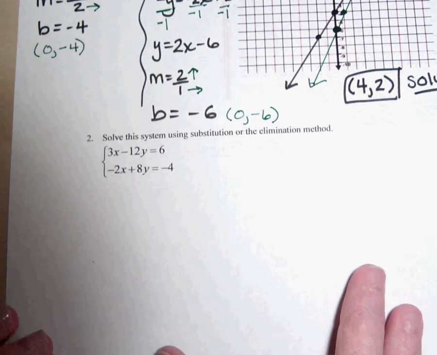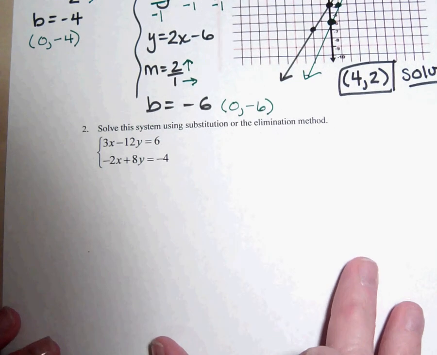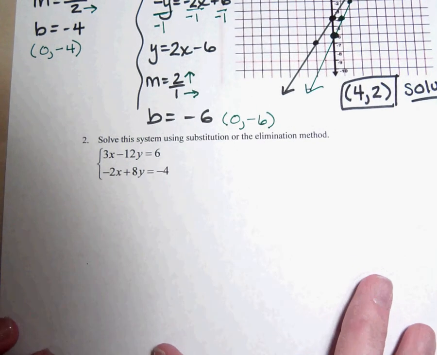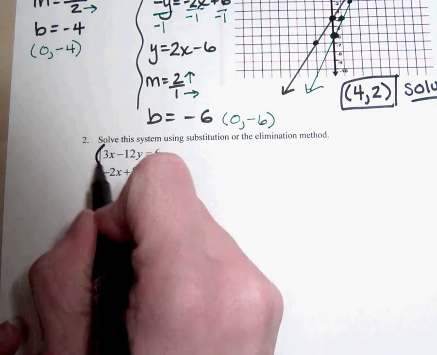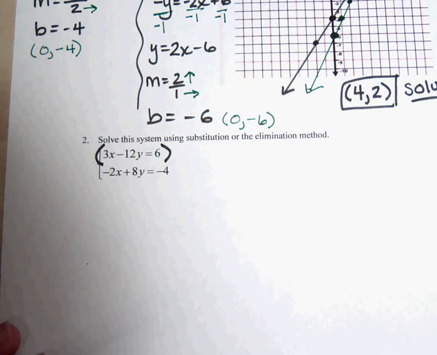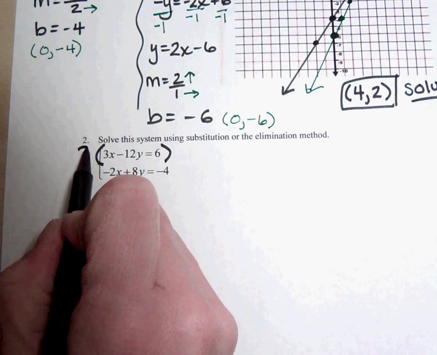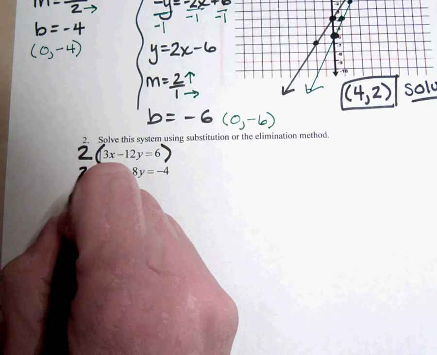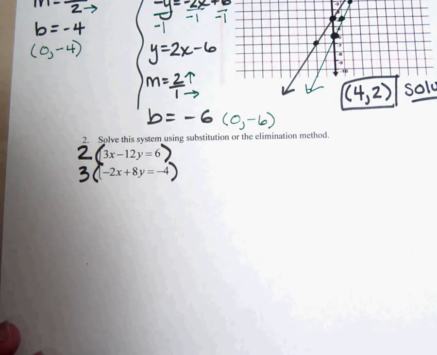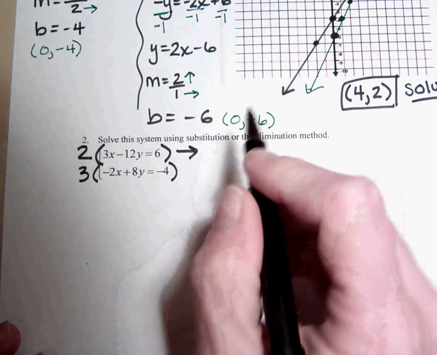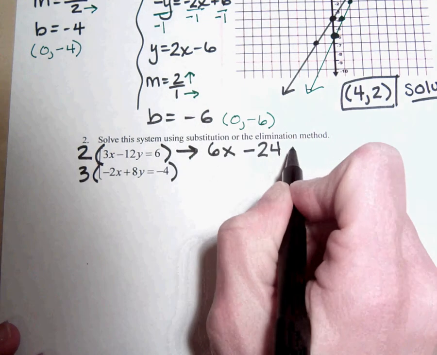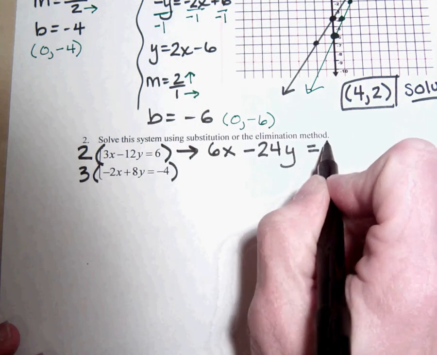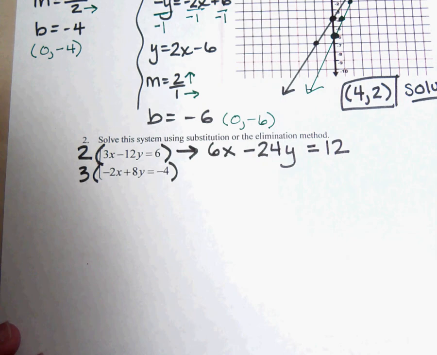Alright, let's look at number 2. So we can solve the system using substitution or elimination. So when I look at this, I notice that I can eliminate the x's. If I multiply the first equation by 2 and the second equation by 3, I'm going to get 6x minus 24y equals 12. So again, make sure you're multiplying both sides of the equal sign.